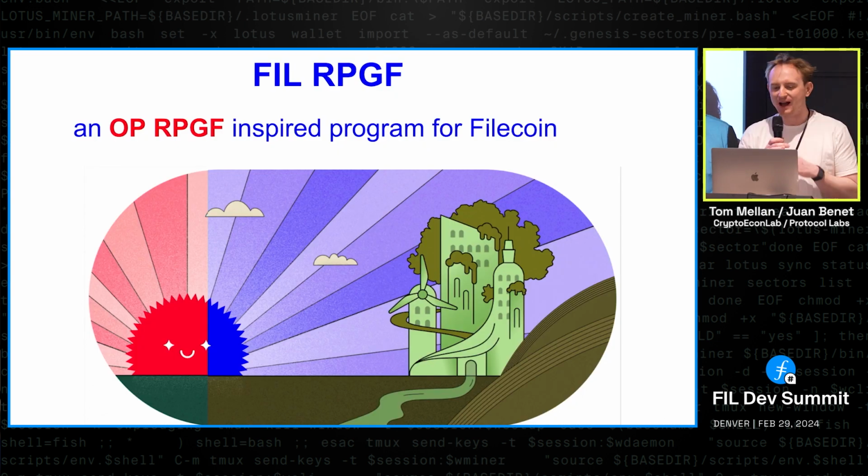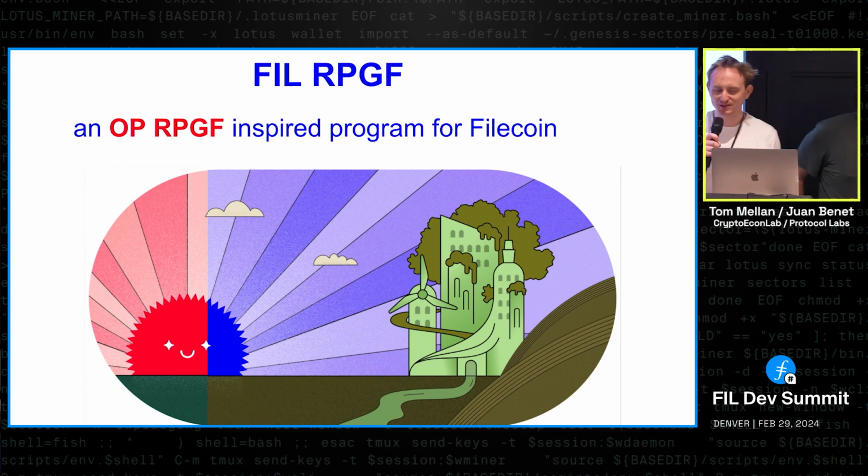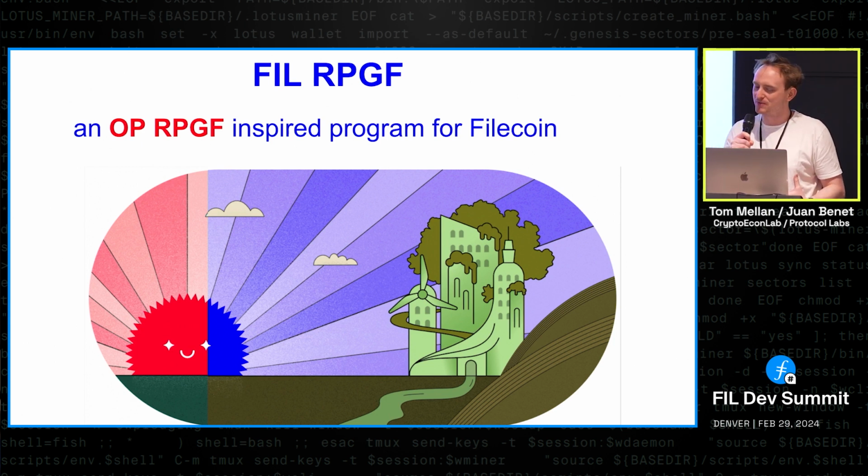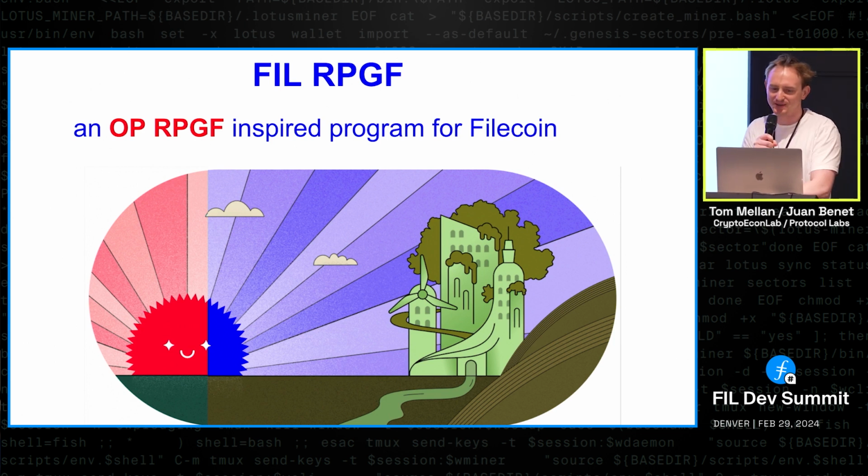Cheers. Thanks, Juan. Okay, so launching Filecoin retroactive public goods funding. You can see where the inspiration comes from. The ideas have been seeded and discussed over many years. It's a case of think slow and act fast. That's what we want to do, launch it now. But we're very much using Optimism as the template and originator.